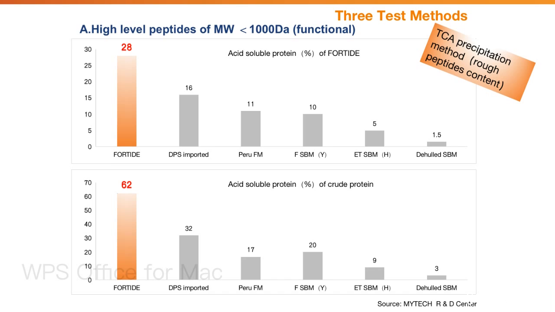From the data in the figure, it can be seen that the peptide content accounts for more than 28% of the entire substances and more than 62% of the CP content, which is significantly higher than that of the other products like animal proteins and other enzymatic or fermented plant protein.